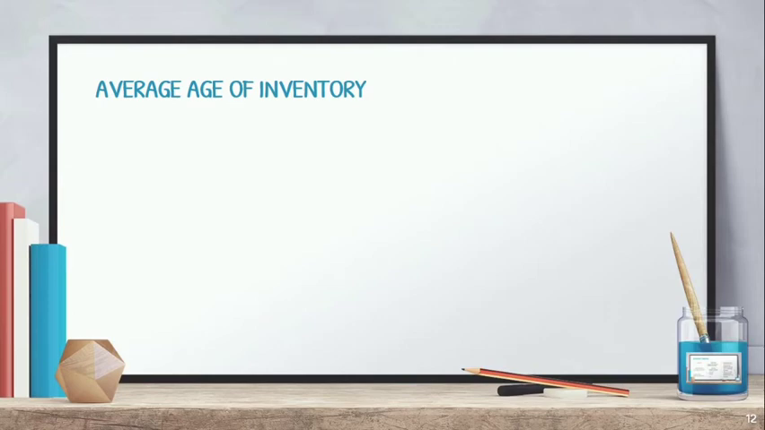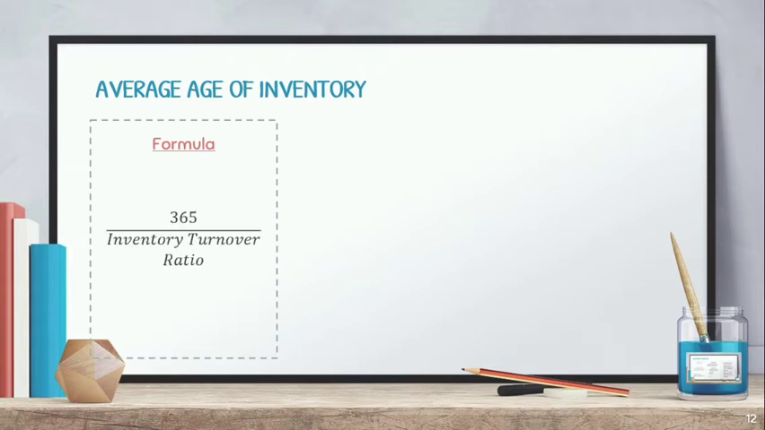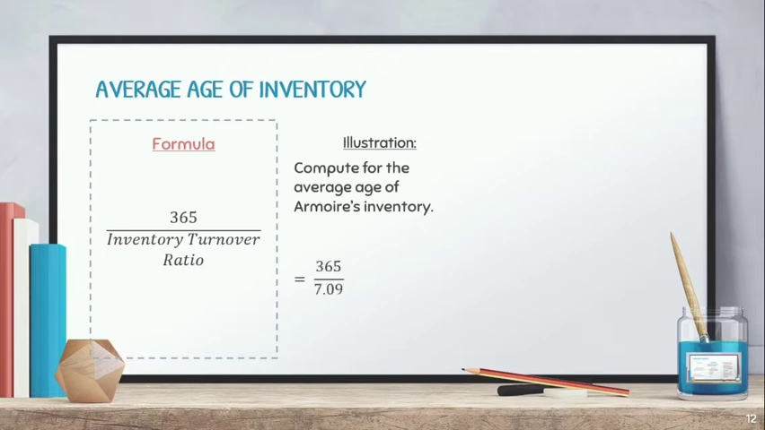Then next we have the average age of inventory. So as what the name suggests, it measures how fast inventories are sold. So we have the formula: 365 divided by inventory turnover ratio. So in our illustration, compute for the average age. We have 365, then ang atong inventory turnover ganina, which is 7.09. So we have 51.48 days. So it takes 51.48 days for us to sell our inventories.